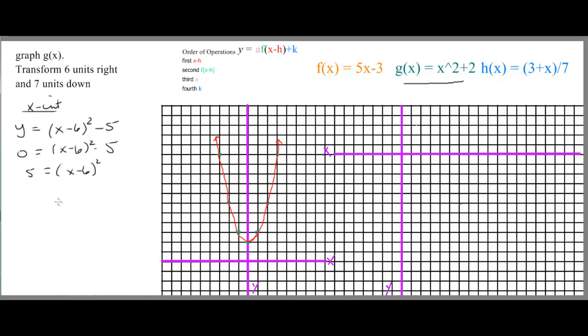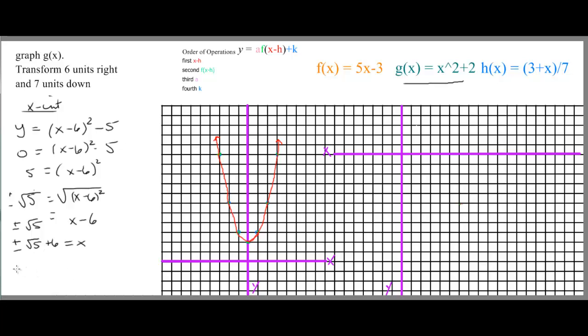To get rid of this, let's go ahead and do the square root of both sides. Whenever we do the square root, we've got to do a plus and minus over here. So this becomes x minus 6 on this side. This becomes plus or minus square root of 5. So then x equals plus 6.